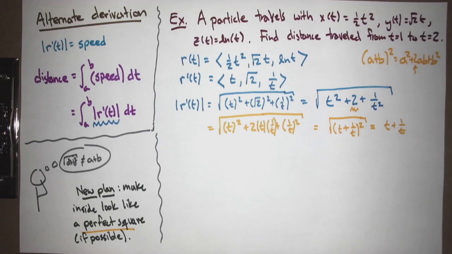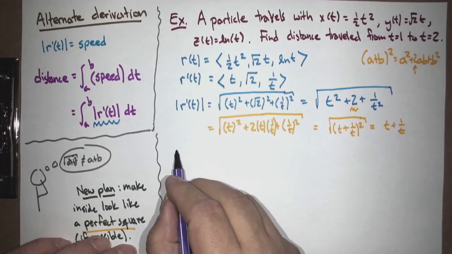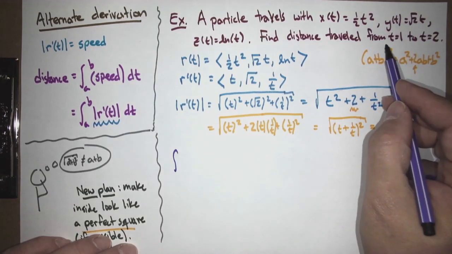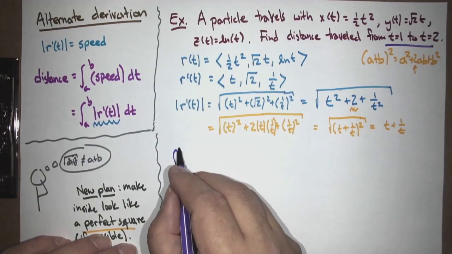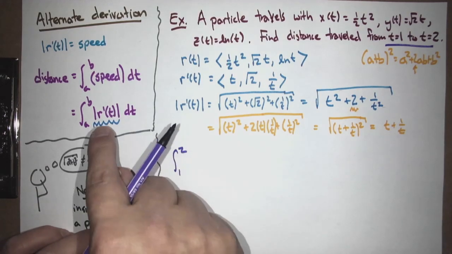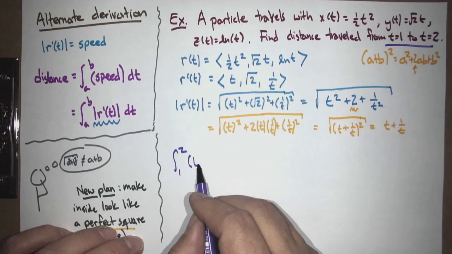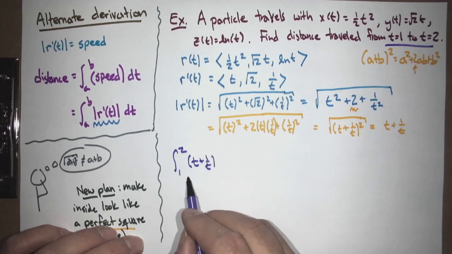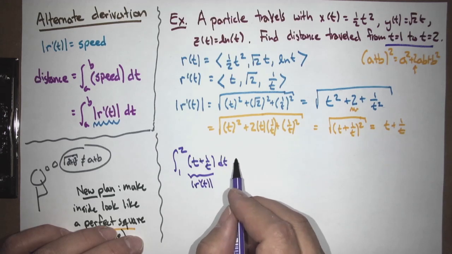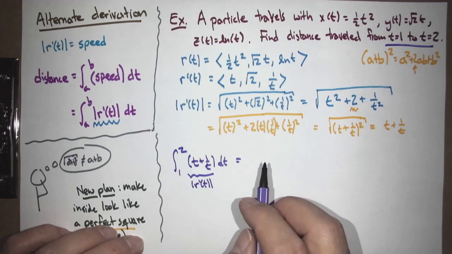Okay, so now that we've done all the hard work, we actually turn to the calculus part. Well, I guess we did a little bit of calculus along the way. We took the derivative. But now we've got to do the integral. So we're going to integrate from where to where? Yeah, we look at our bounds: 1 to 2. This time it gave us our bounds in terms of t. Sometimes it gives us our bounds in other ways. The magnitude of r prime is t plus 1 over t, and dt.